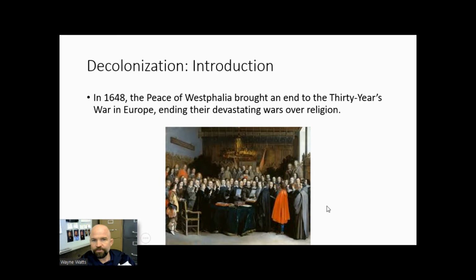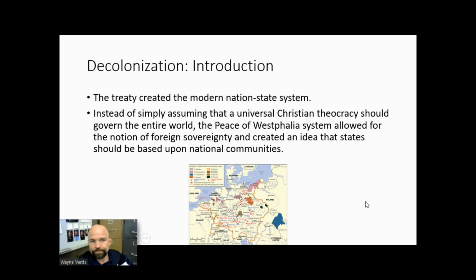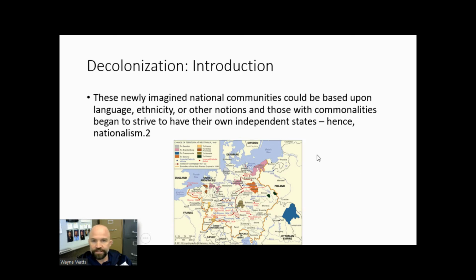So, in 1648, the Peace of Westphalia brought an end to the 30 Years' War in Europe, ending their devastating wars over religion, primarily Protestantism versus Catholicism. The treaty ended up creating the modern nation state system. Instead of simply assuming that a universal Christian theocracy would govern the entire world, the Peace of Westphalia system allowed for the notion of foreign sovereignty and created an idea that states should be based upon national communities, something like language.